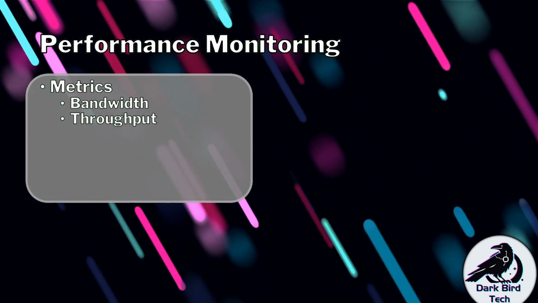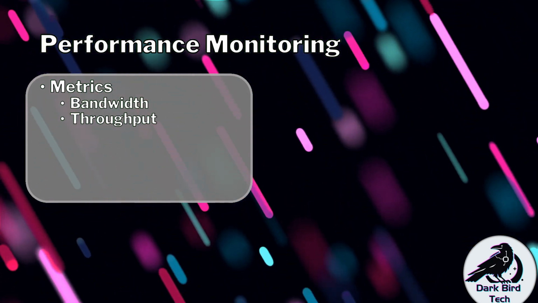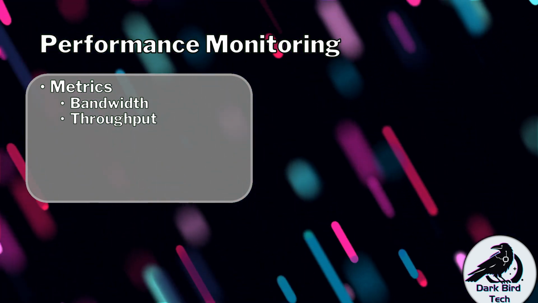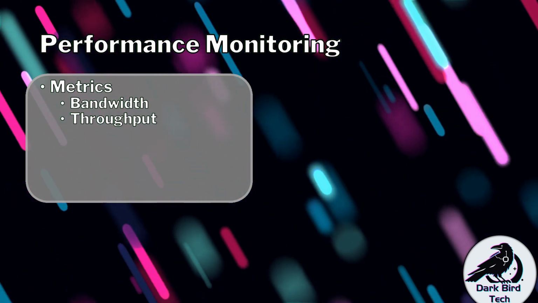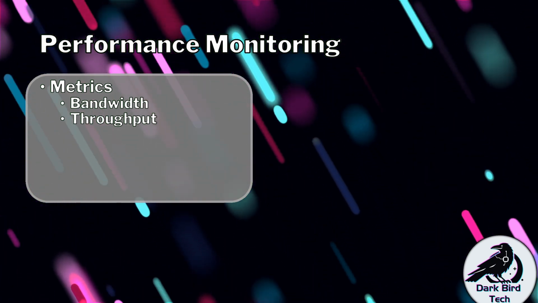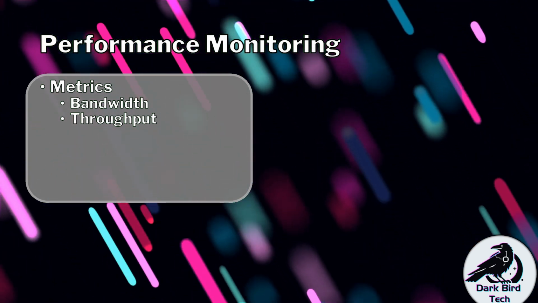If I don't open the tap all the way, not all the water goes through the pipe. I'm not taking full advantage of that pipe's width. And networks are very similar to that. If I say I've got a 1 gigabit per second interface, it means my bandwidth is 1 gigabit per second. But whether I'm actually transmitting my data at a gigabit per second all the time, well, that depends on what I'm transmitting.